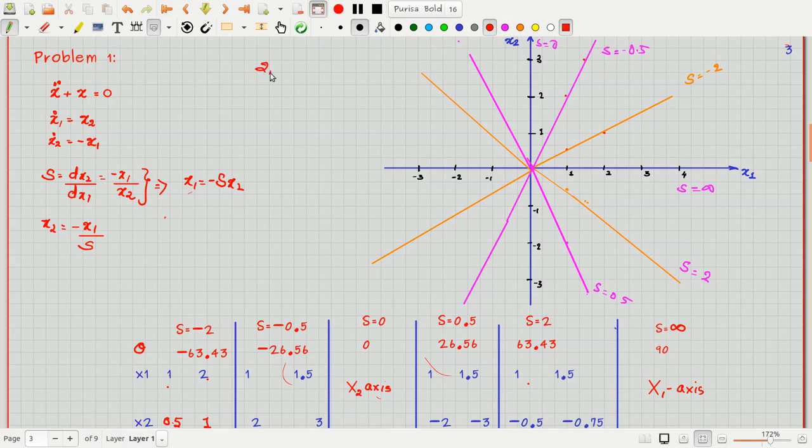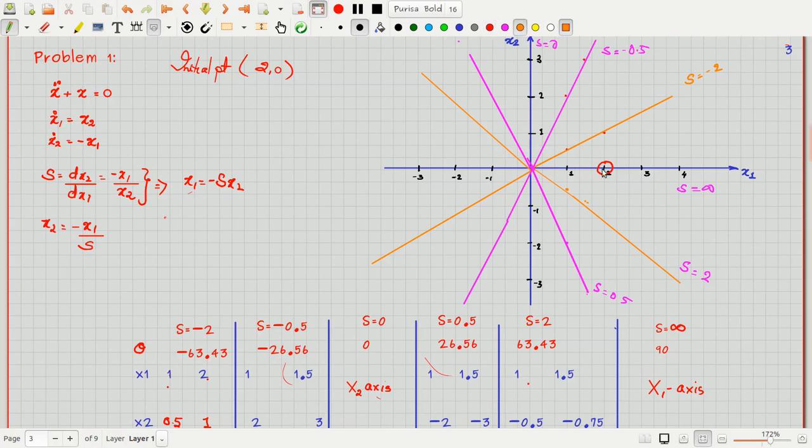2 comma 0. So you are given an initial point. You are asked to start from the initial point 2 comma 0 and start proceeding from that point. Okay, so your initial point is somewhere here. You have started from here. So what is the idea here?